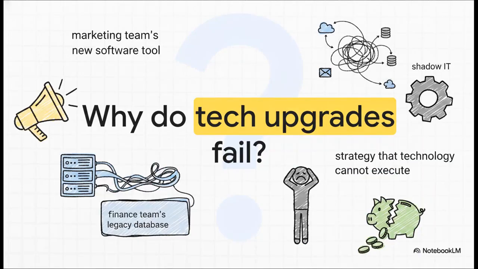But before we dive into the solution, we really need to look at the underlying problem. Why do so many highly anticipated tech upgrades just completely fail the business? I'm sure we've all experienced this headache in some form. The marketing team goes rogue and buys this incredible new software tool. Meanwhile, the finance team is stuck using a totally different ancient legacy database. Suddenly, you've got what we call shadow IT. You end up with disconnected systems, wasted budget, and the absolute nightmare of having a grand business strategy that your actual physical technology literally cannot execute.